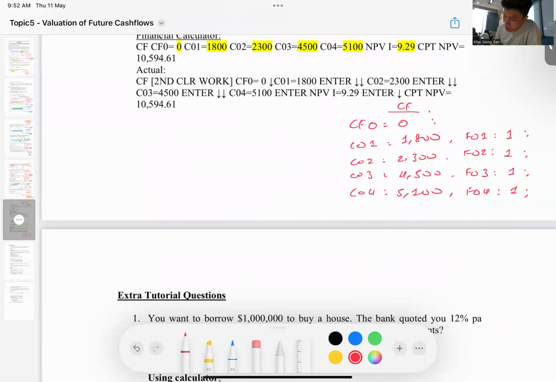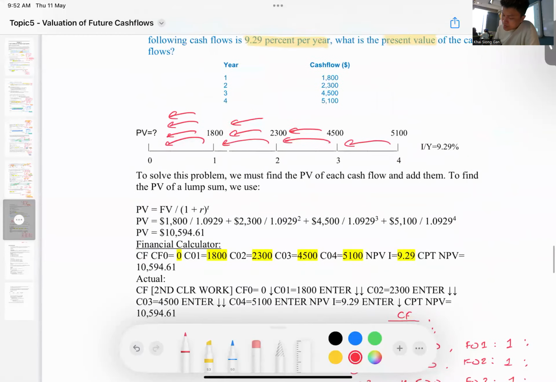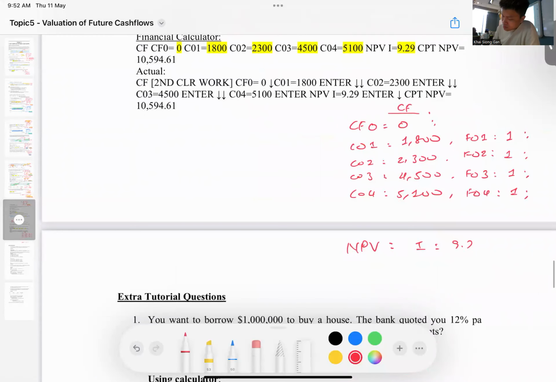Then now I want to calculate NPV. I press NPV. They will ask me for I. I is how much? 9.29%. So compute NPV. You get the answers. So you get 10,594.61. Okay, that's the final answer.